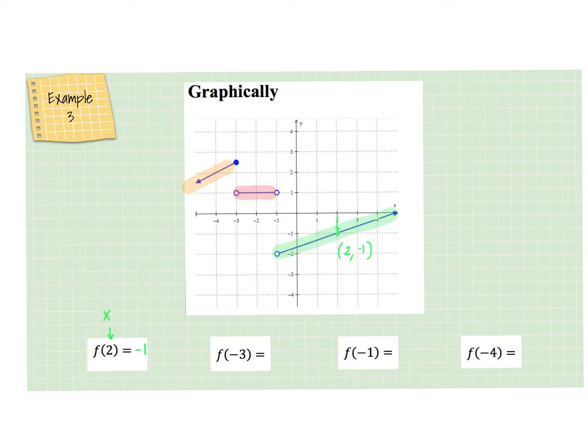Next one, I am going to go to my x value of -3. So I'm just going to go straight up. And again, I go to the second point because the first one is open, so it does not include it. Only the closed circle is included. So that one is -3 comma 2.5. So when I have the x value of -3, my y value is 2.5.